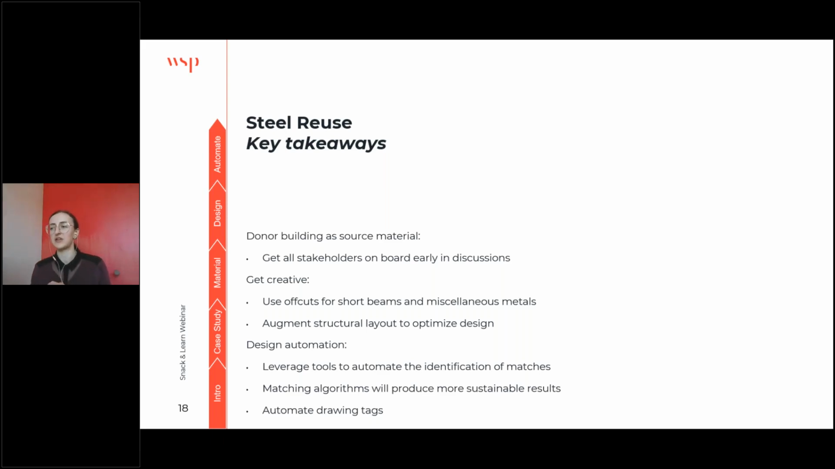As far as design automation, it's not strictly necessary to automate this design, but I'm a huge proponent of the automation, especially if you're working with large volumes of steel like we are on the Centre Block project. Also, if you have a matching algorithm, it could potentially give you better, more sustainable results. And if you're playing around with your structural layout and you can automate the matches, you can quickly assess different layouts and figure out which one is the best. Also, it's nice to have automated drawing tags so that nobody has to type in unique identifiers on your drawings, and it reduces errors there.